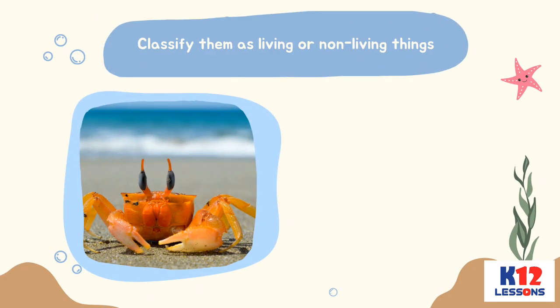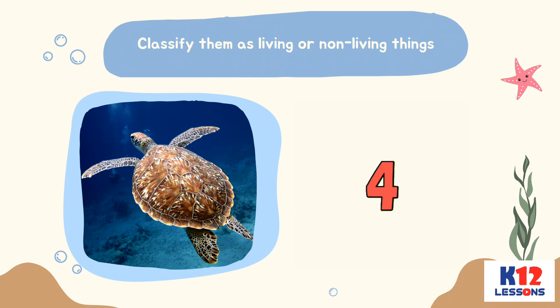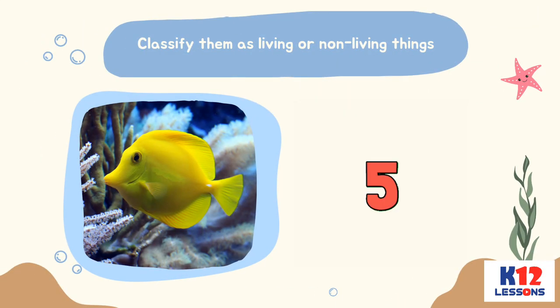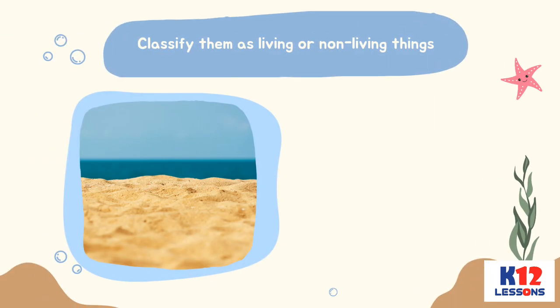Classify the following as living or non-living things. Crab. Turtle. Fish. Sand. Water.